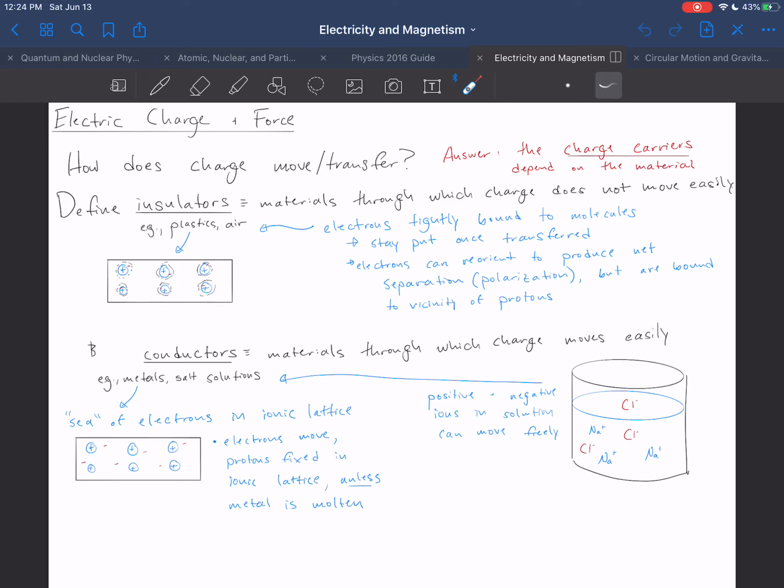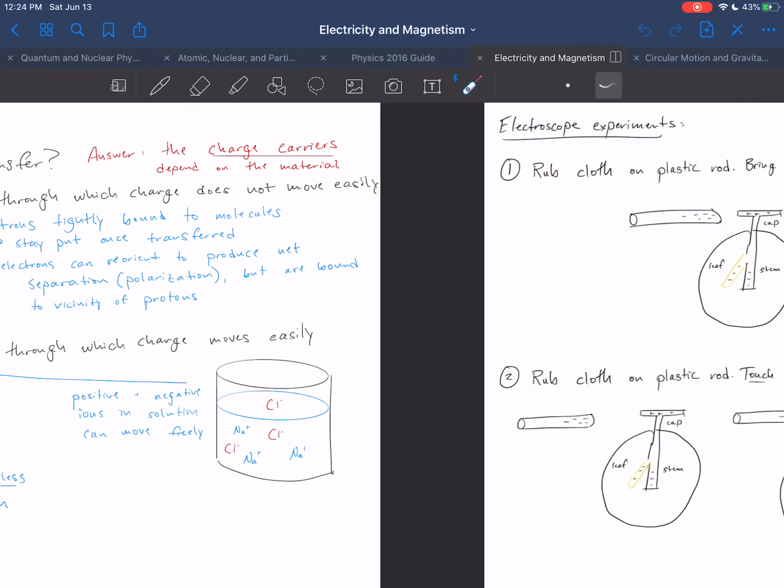So insulators and conductors are two general categories that describe whether charge can move freely through them or not, but it is a spectrum. We are somewhere in the middle. So is wood, for example. All right.